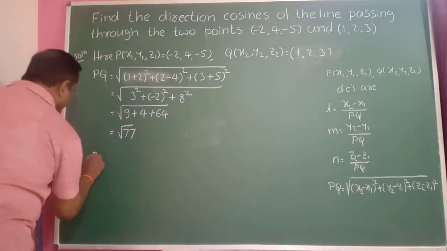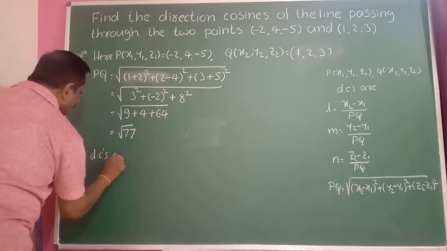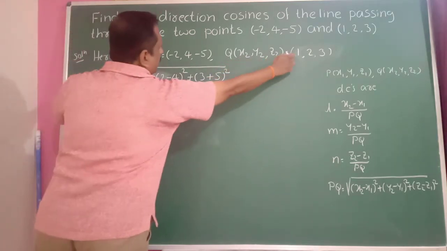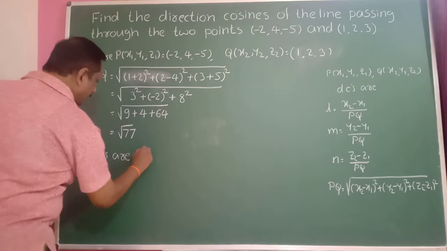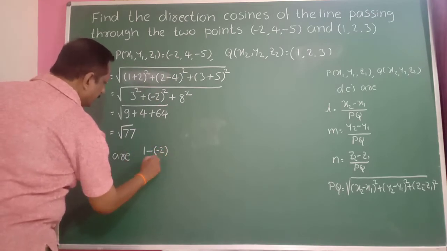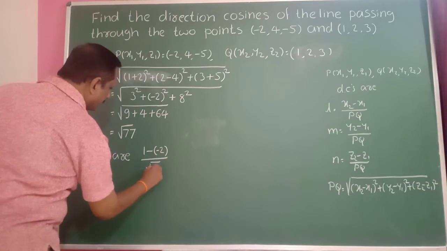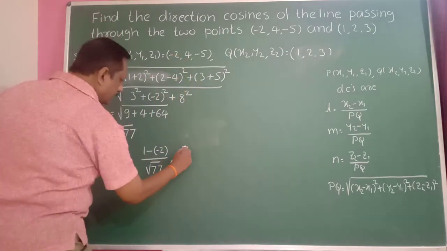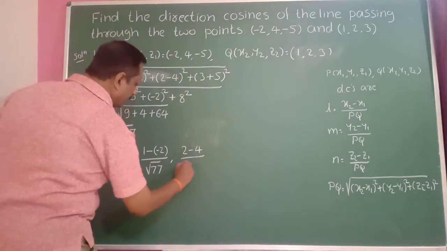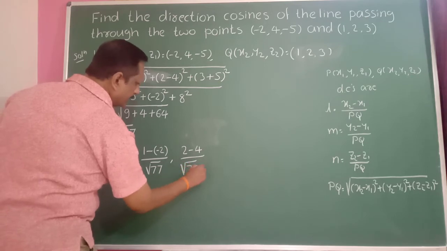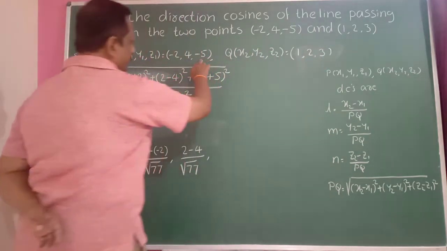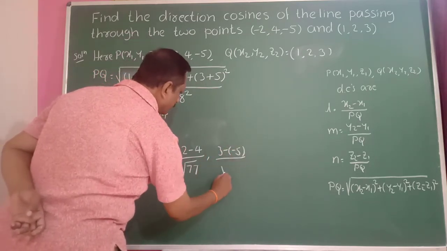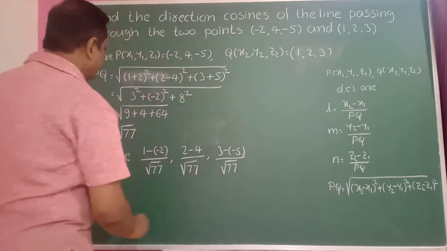Therefore direction cosines are x2 minus x1, so 1 minus of minus 2, divided by root of 77. Then 2 minus 4 divided by root of 77. Then 3 minus of minus 5, divided by root of 77.